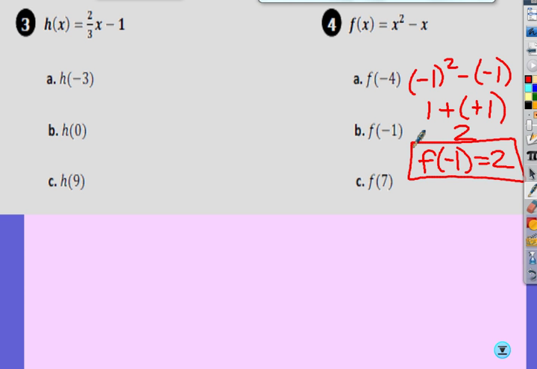My third example, f of 7, will require me to replace the x in both of the expression pieces with a 7. First, you evaluate your exponent. 7 squared is 49. And 49 minus 7 is 42. Therefore, f of 7 equals 42.